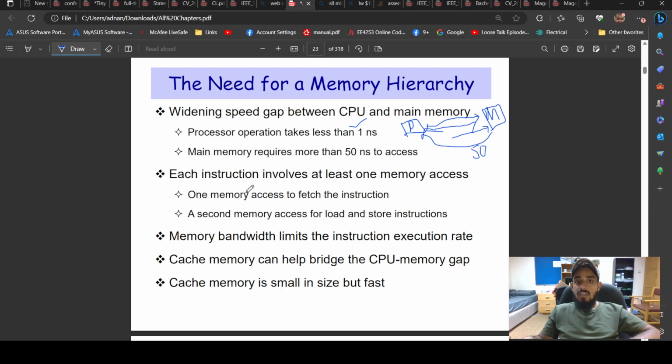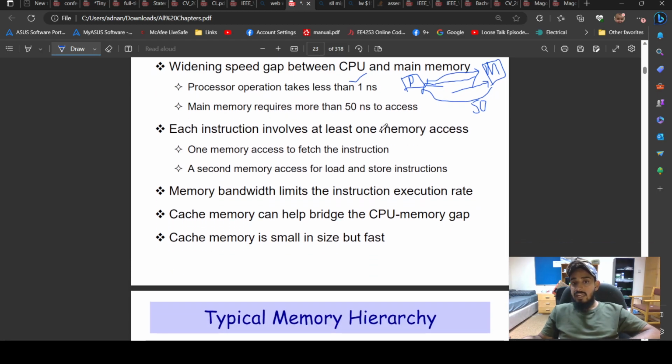Here, each instruction involves at least one memory access, and a second memory access for load and store instructions. When we need memory data, we load the address and then fetch the data from that location. So memory bandwidth limits the instruction execution rate, and we know the memory bandwidth is also limited. Again, the cache memory can help bridge this gap.